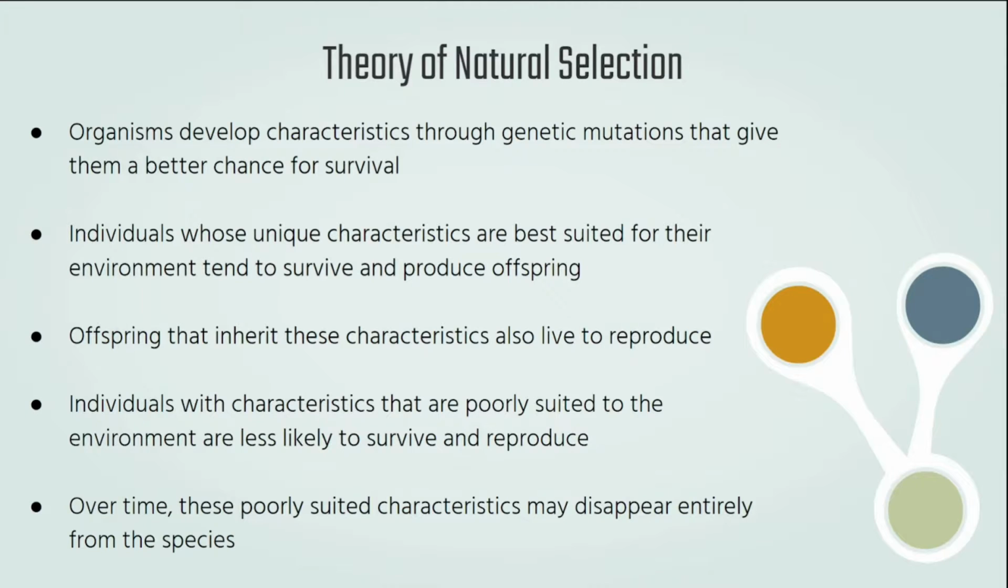Moving on to the main part, what is the claim of the theory of natural selection? It states that organisms develop characteristics through genetic mutations that give them a better chance for survival. Individuals whose unique characteristics are better suited for their environment tend to survive and produce offsprings. Offsprings that inherit these characteristics also live to reproduce. Individuals with characteristics that are poorly suited to the environment are less likely to survive and reproduce. Over time, these poorly suited characteristics may disappear entirely from the species.